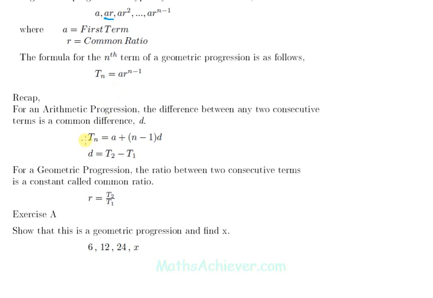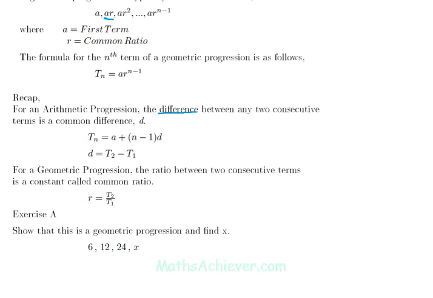Now let's just recap very quickly. For an arithmetic progression, the difference between any two consecutive terms is a common difference D. Here we are talking about difference, right? The formula is Tn is equal to A plus (n minus 1) D, and D is found by taking term 2 minus term 1. Now for a geometric progression, the ratio between two consecutive terms is a constant called the common ratio, R, which is equal to T2 over T1. So in arithmetic progression we are looking at difference, here we are looking at a ratio.